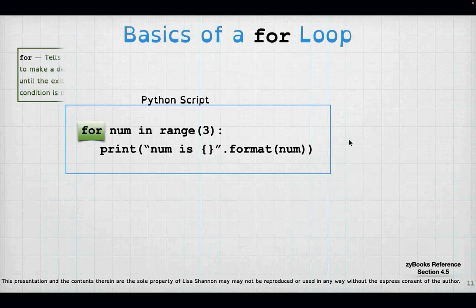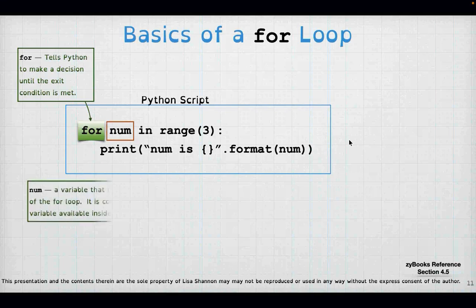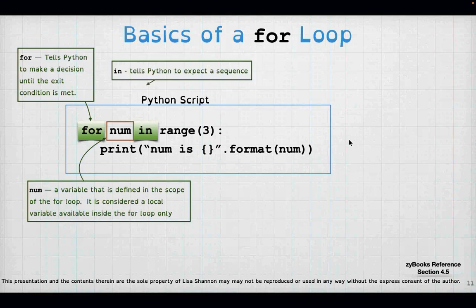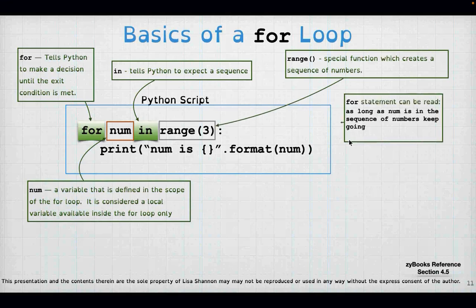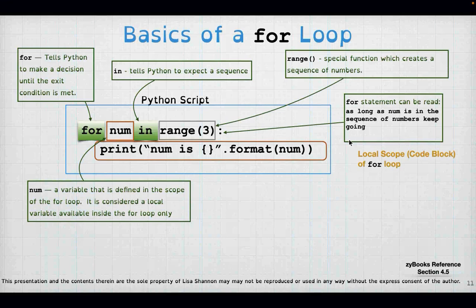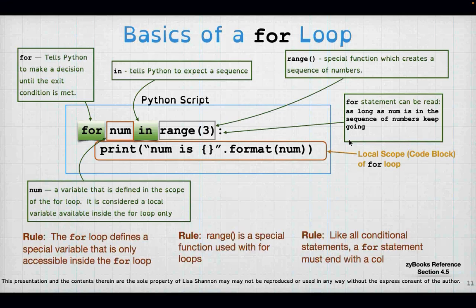So I have my keyword for, and it tells Python it's going to make a decision until the exit condition is met. Num is a variable. It's a special variable, not by the name, but by its position. And it is defined within the local scope of this loop. So num is not available anywhere else in the code except inside that loop. In tells Python that it's expecting some kind of a sequence or collection. Range creates that collection.